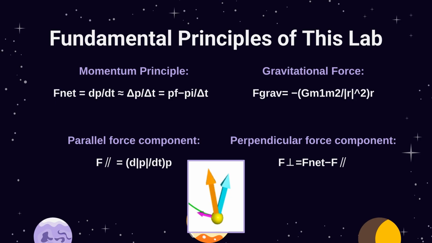We also break F net into two components: the parallel component, in the direction of motion. This only changes the star's speed, not its direction. The perpendicular component is at a right angle to motion. This is what actually curves the orbit without speeding the star up or slowing it down. We separate them because F net as a whole tells you how momentum is changing as a vector, but F parallel only tells you how the magnitude is changing. They're not the same thing.